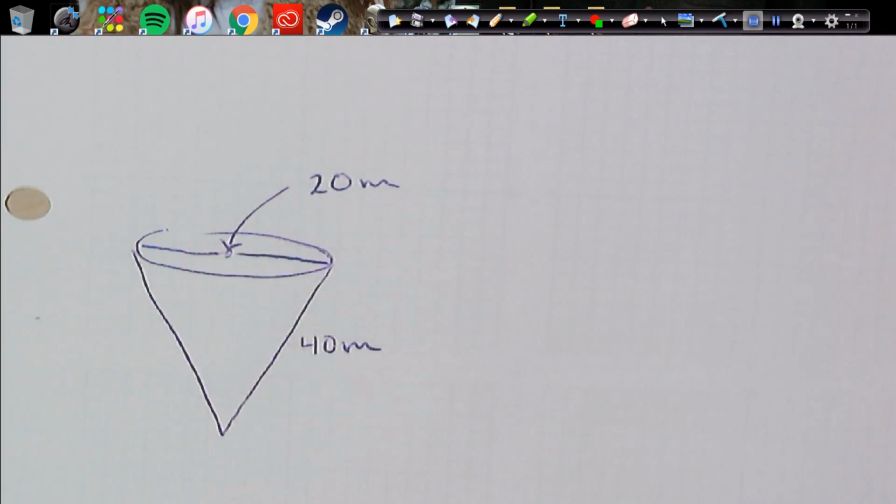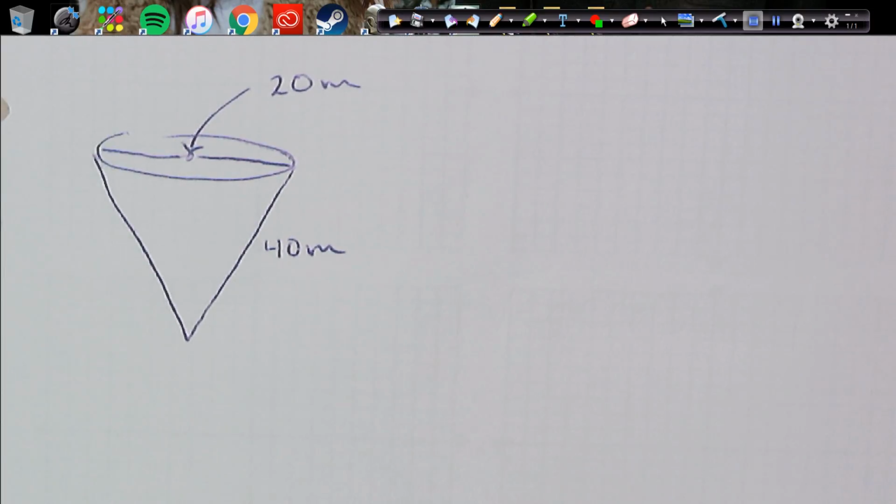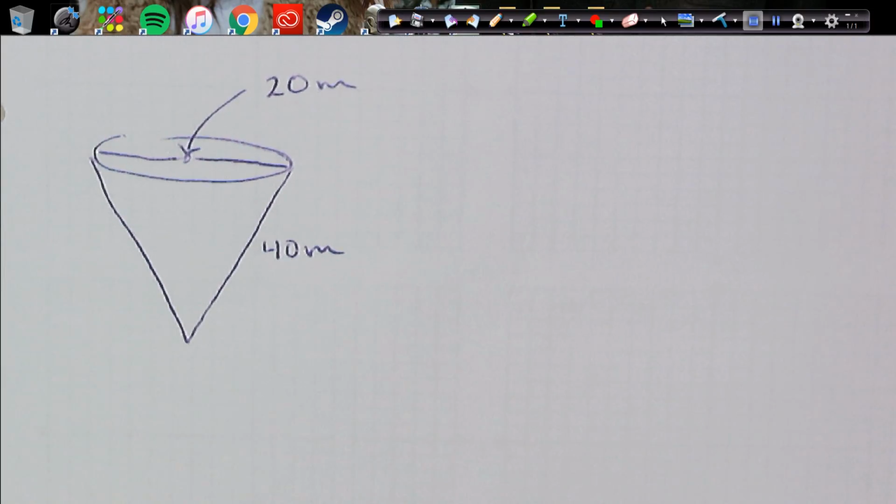Oh yeah, wait, let's do this one first. Why not? Okay, here is our shape. Now this one's a little tricky.